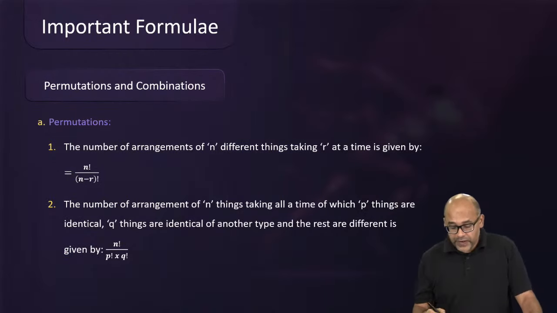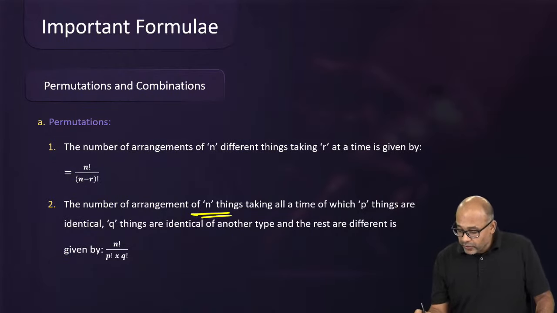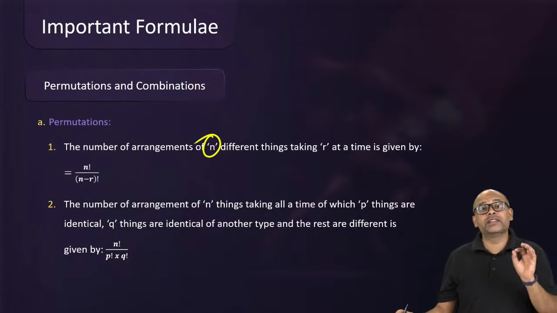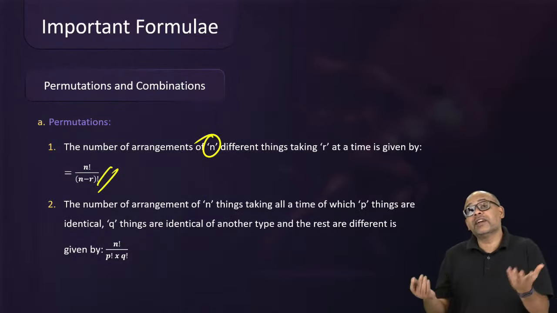Okay. Now, how will this change if I have to arrange n things out of which p things are identical and q things are identical? So what does this mean? Let's look at the concept here. Now I told you n things should be distinct, only then you can use the formula directly. Otherwise, how will I do it?